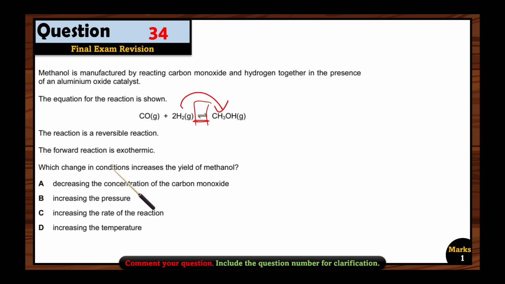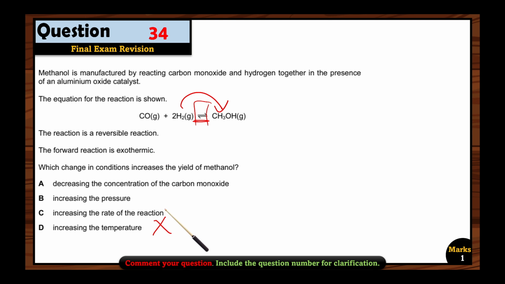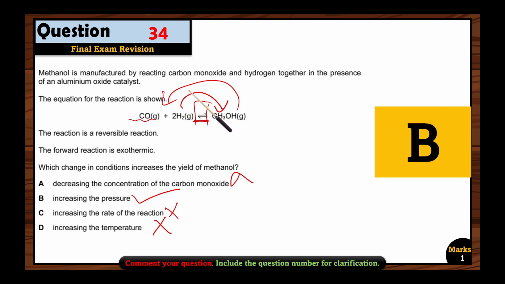Which change in condition increases the yield of methanol? So if you increase the temperature, it will not favor the forward reaction, right? Because the forward reaction is exothermic. Increasing the rate of the reaction has nothing to do with increasing the yield, right? So that's also wrong. Increasing the pressure, yes, can favor methanol because methanol moles are less compared to the reactants. So increasing the pressure is the right option. Decreasing the concentration of carbon monoxide, again wrong. If you decrease the concentration, the reaction will move backward, so that's also wrong. So only option B is the right option.